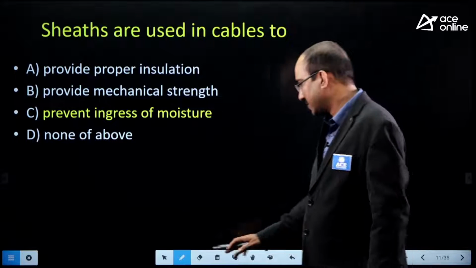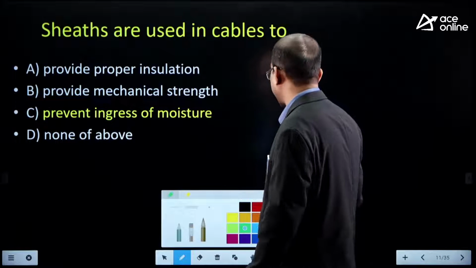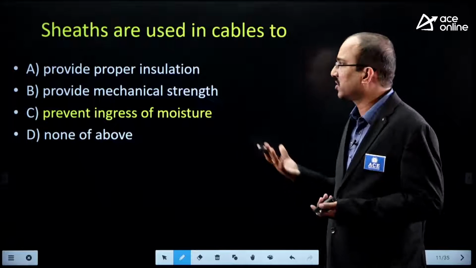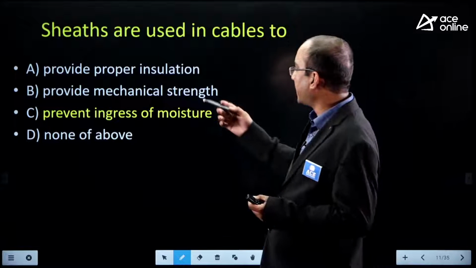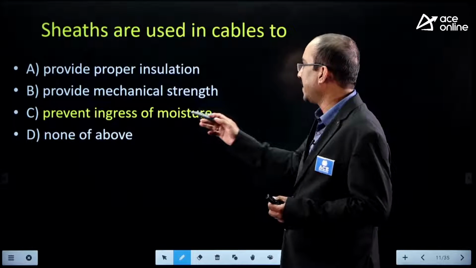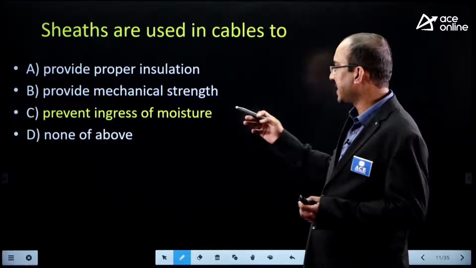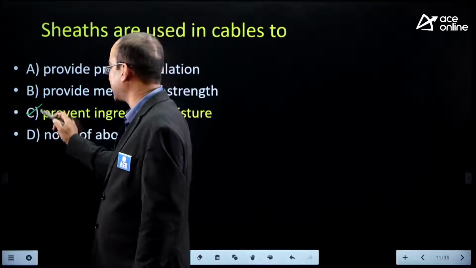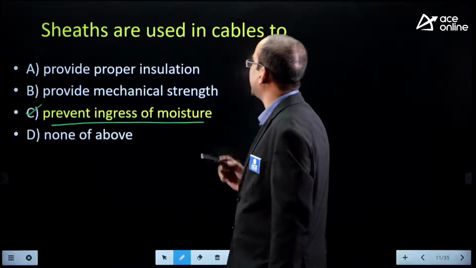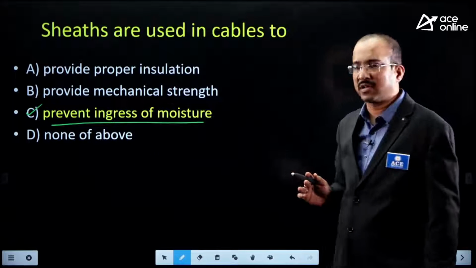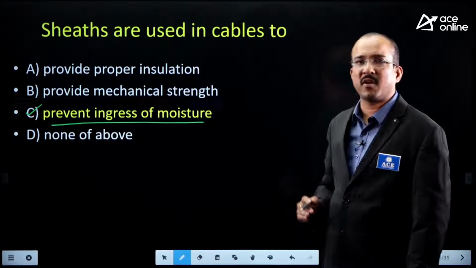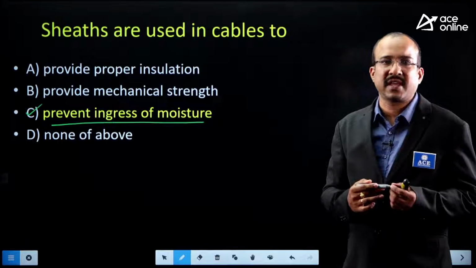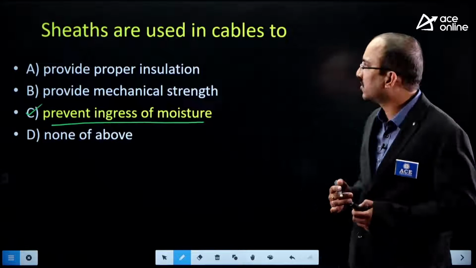And here let us observe the questions. These types of questions can be asked in examinations. Sheaths are used in cables. What is the purpose of sheaths? That's the question. Provide proper insulation, provide mechanical strength, prevent ingress of moisture, none of the above. So here the option is C. The purpose of the sheaths used in cables is to prevent the ingress of moisture. These types of short questions can be asked in PSUs.